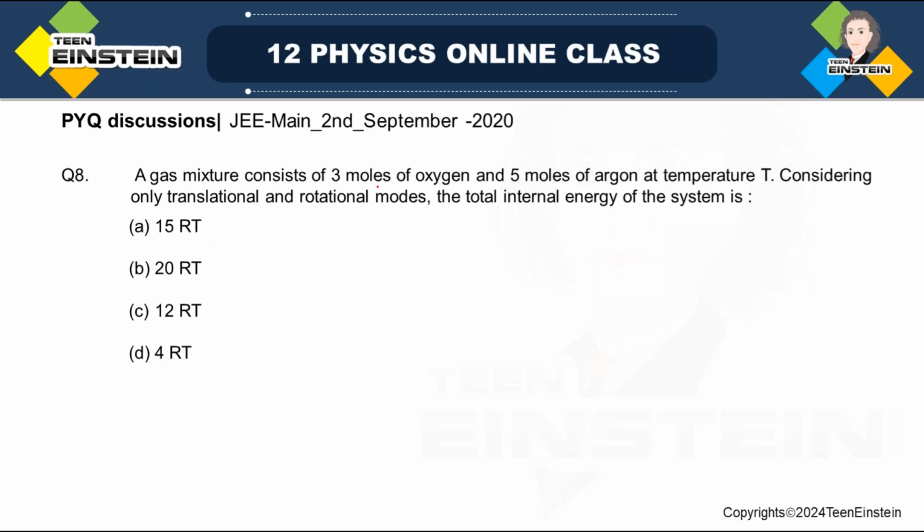A gas mixture consists of 3 moles of oxygen and 5 moles of argon at temperature T. Considering only translational and rotational modes, the internal energy of the system is.